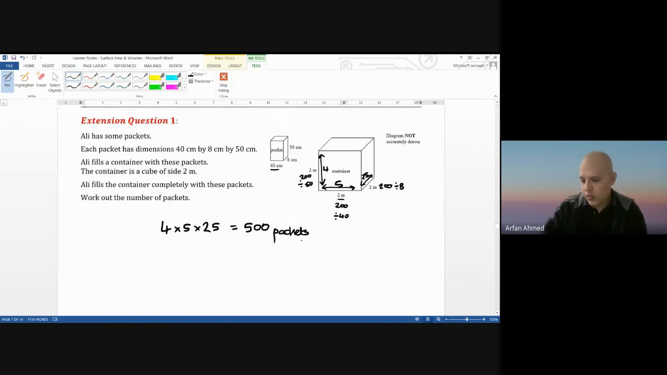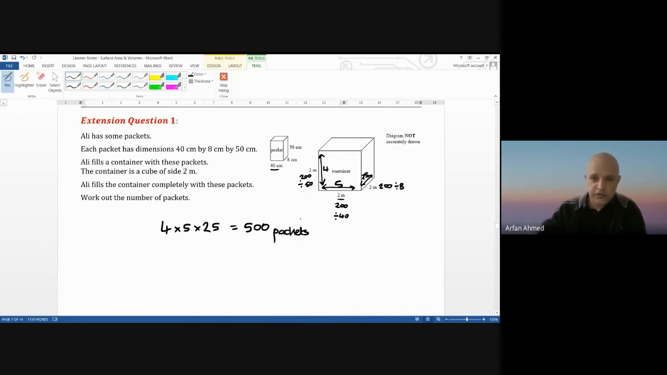Sometimes it doesn't work. Sometimes they don't exactly fit in the boxes. Sometimes you'll have gaps, and that space that's left goes to waste. So ideally, you should do it this way, like I've shown you. This type of question, I would see how many you can fit along there, how many can fit along there, how many can fit along there.